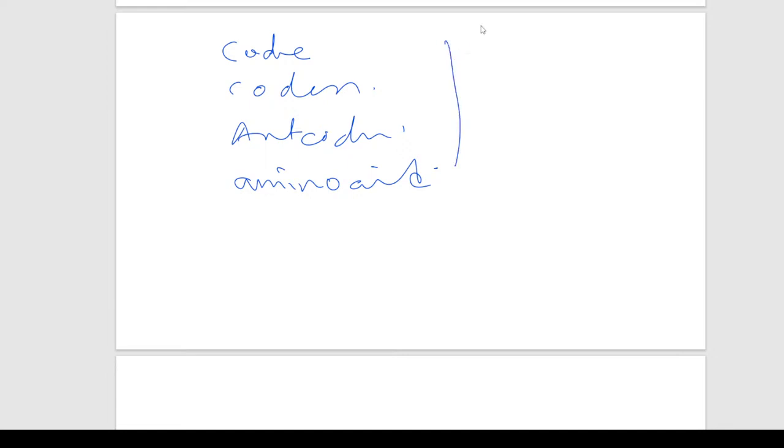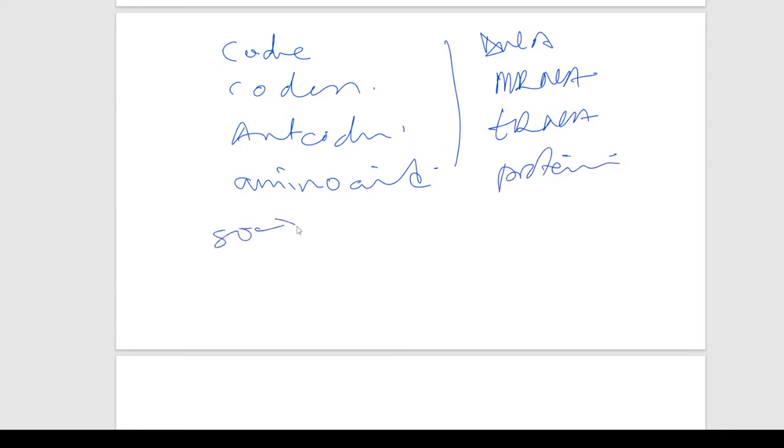Okay. So here, code. What is a code? Code is from DNA. Codon is from messenger RNA. Yes. Anticodon is from transfer RNA. Amino acids form a protein. Yes. So when does it become a protein? 50 amino acids and above is a protein. Less than that is a polypeptide chain.